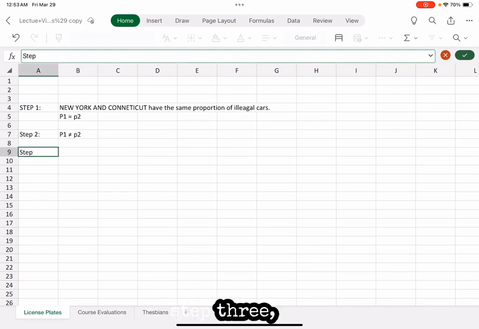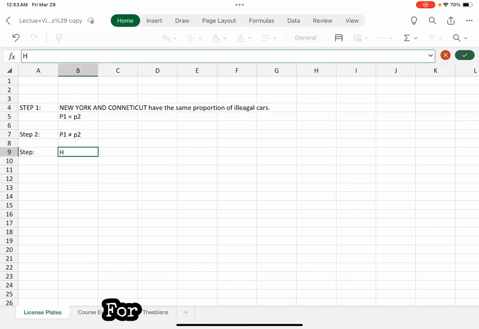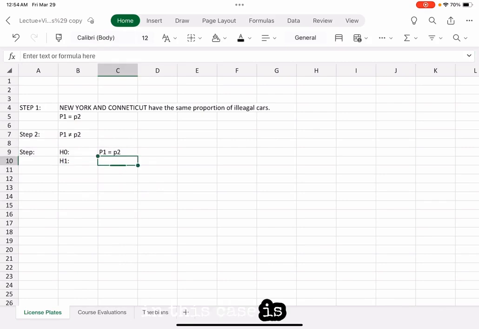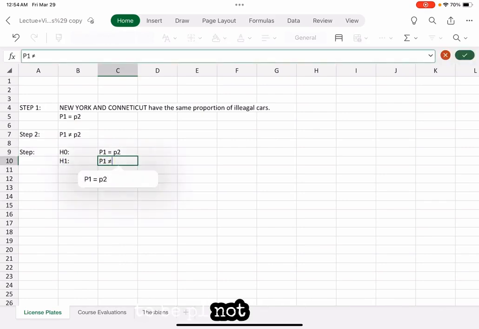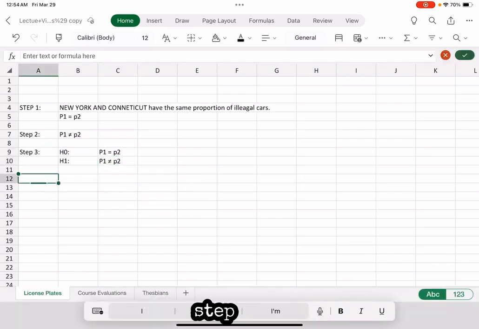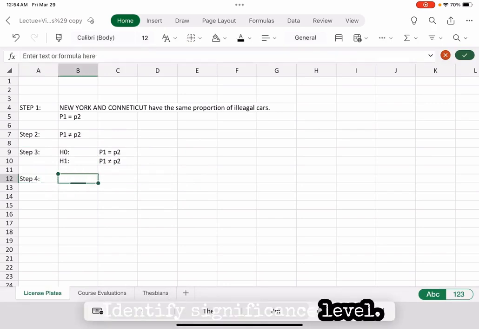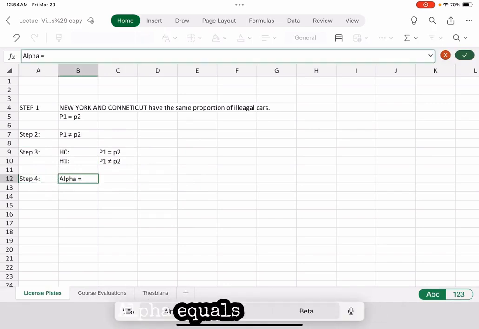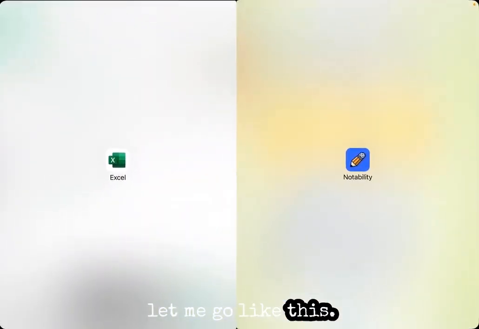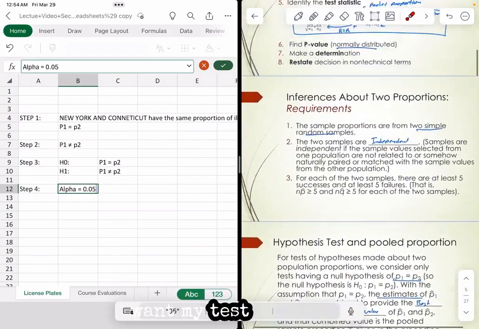Step 3, the null hypothesis. For two sample proportions, the null hypothesis is always P1 equals P2. That's what we're testing. That's what we're going to assume. The alternative hypothesis in this case is going to be P1 not equals P2. All right, that's step 3. Step 4, identify significance level. Alpha equals right there. That's nice, because I'm going to want my test statistic.